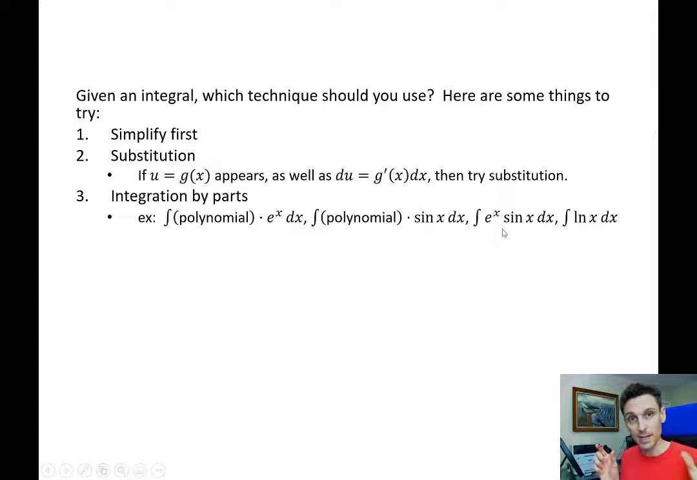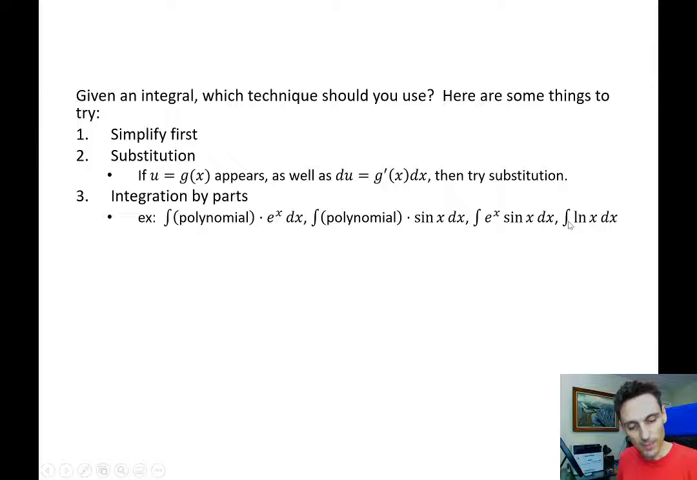Then what you do is you bring both of those integrals to the same side of the equation, and then you just have a coefficient that you divide over to the other side. So that's the strategy for the exponential times trig function type integrals.